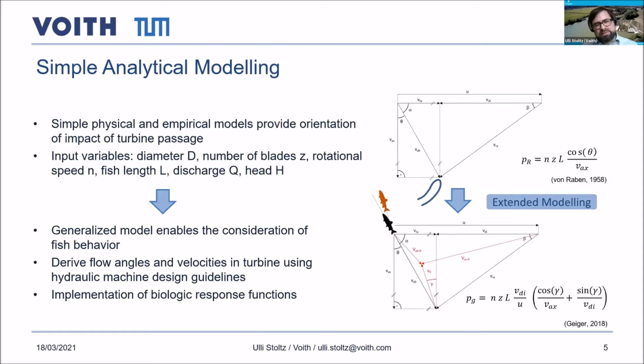Also, it was realized that a lot of models use empirical flow angles and velocities, and this can be improved by using turbine hydraulic machine guidelines, and this is also included in deliverable 3.1, so you can get a better estimation of the actual flow angles existing in the turbine, as the fish is passing by the turbine. And finally, some biological response functions can also be included already in these simple formulations. For example, the speed a fish can withstand in a strike event for the impact velocity.